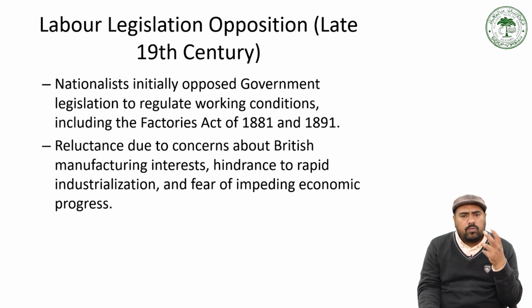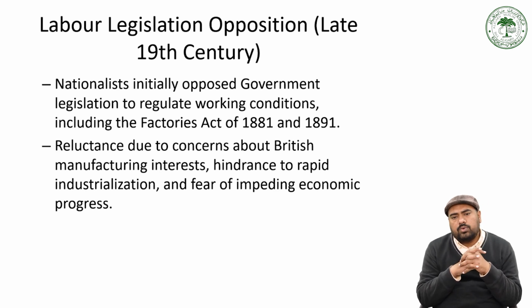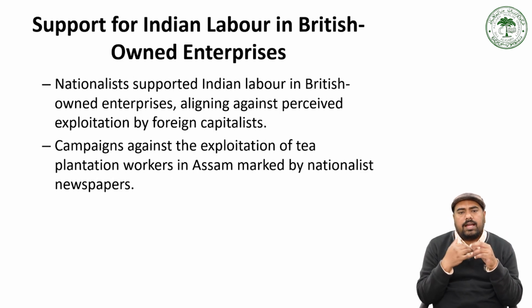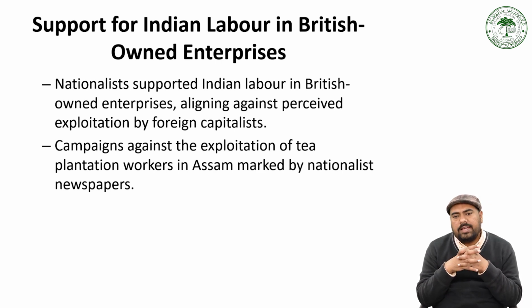Now, what we also see by the late 19th century is labor legislation opposition. Nationalists initially opposed government legislation to regulate working conditions, including the Factories Act of 1881 and 1891. But there was reluctance due to concerns about British manufacturing interests, hindrance to rapid industrialization, and also fear of impeding economic progress. Further, there is support for Indian labor in British-owned enterprises, where nationalists supported Indian labor, aligning against perceived exploitation by foreign capitalists.